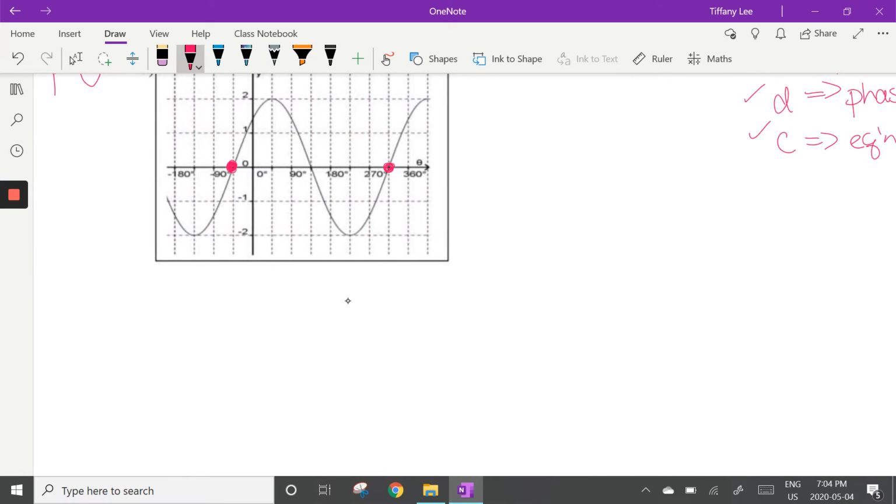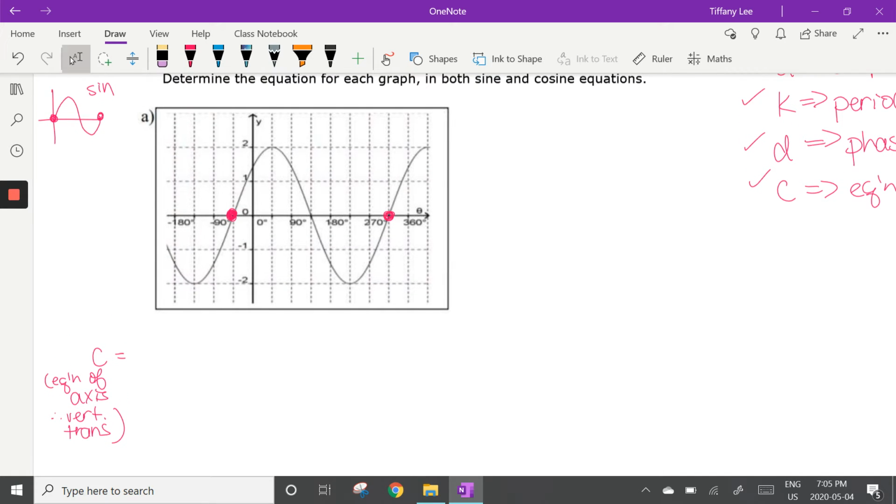So we can solve for c first. C is our equation of the axis, and we can also think of it as our vertical translation. When we look at our graph, has our graph moved up or down compared to our original? That's my original. So it hasn't moved up or down. In fact, my starting point is on the x-axis and I end on the x-axis as well. So my c here is 0.